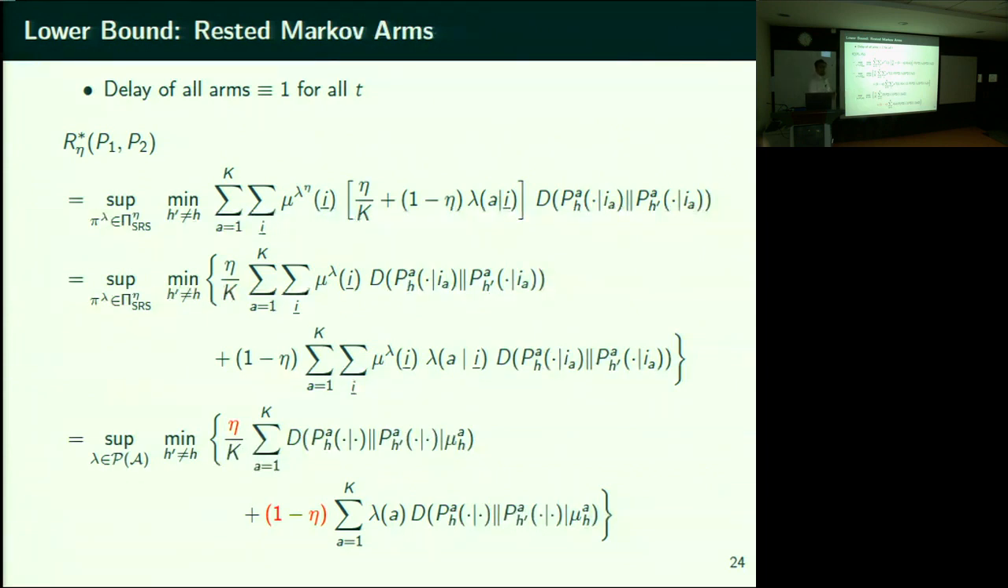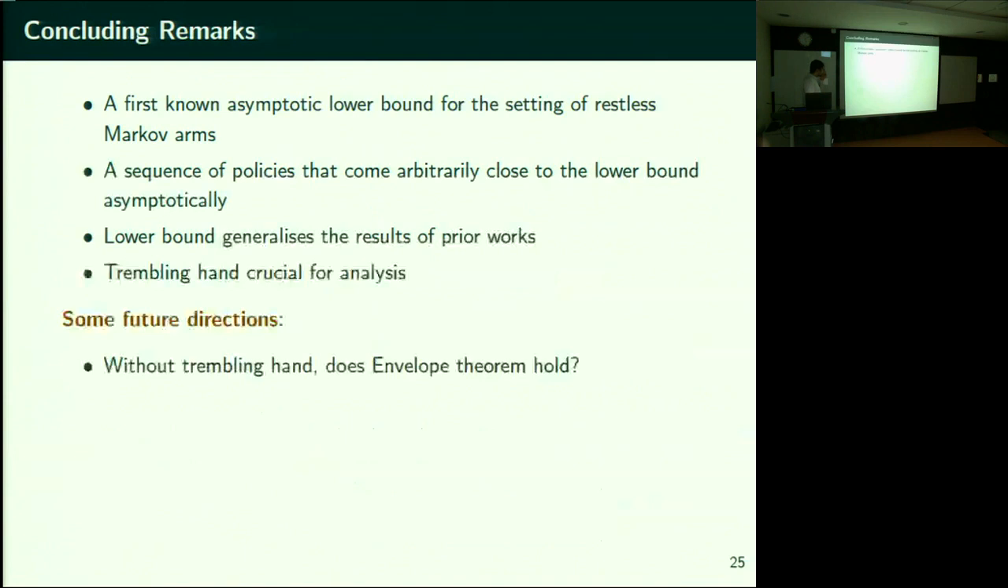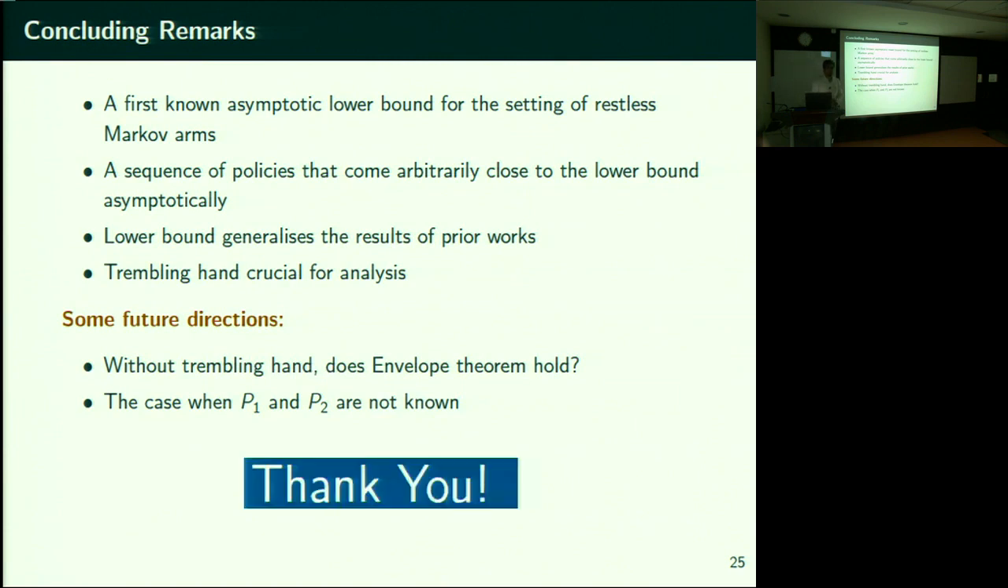But for the restless setting, does this happen? Does it merge smoothly or not is the question. We don't yet have an answer for that. It requires verifying certain technical conditions. What will happen when P1 and P2 are unknown? Here I assume that P1 and P2 are known. There is an additional technical difficulty that will come when P1 and P2 are not known, and you have to learn them along the way. So we'll have to explore these directions. These are for future work. With that I conclude. Thanks.